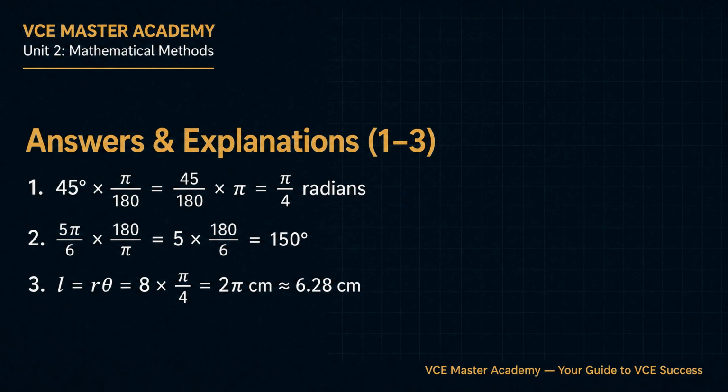Question 1. 45 times pi over 180. 45 over 180 is 1/4, so the answer is pi over 4 radians. Question 2. 5 pi over 6 times 180 over pi. The pi cancels, and 180 over 6 is 30, times 5 is 150, so it is 150 degrees. Question 3. Arc length is r theta, 8 times pi over 4. 8 over 4 is 2, so the arc is 2 pi centimeters, about 6.28 centimeters.